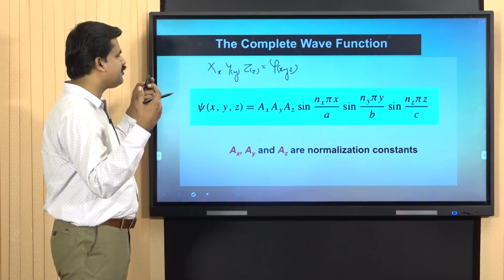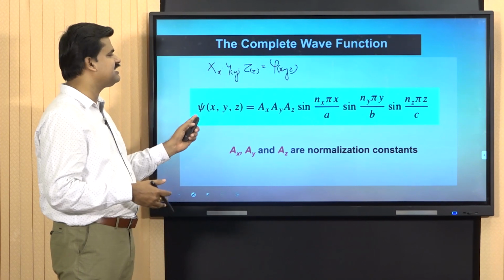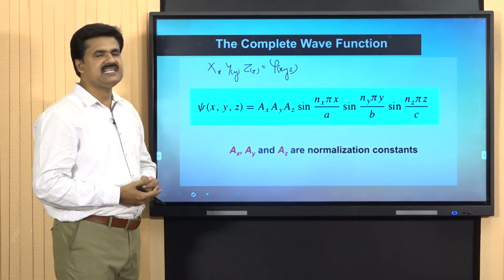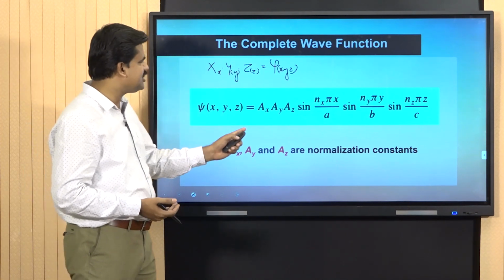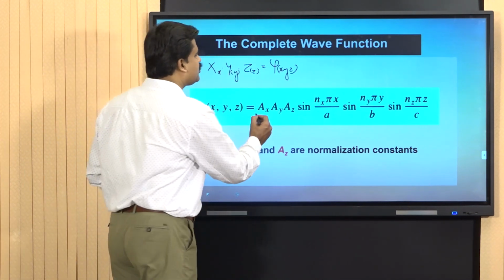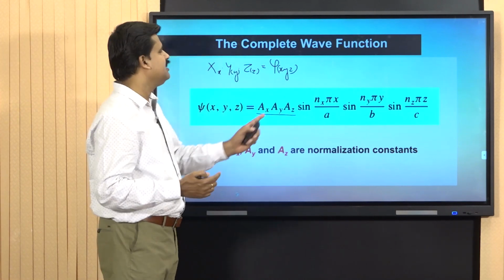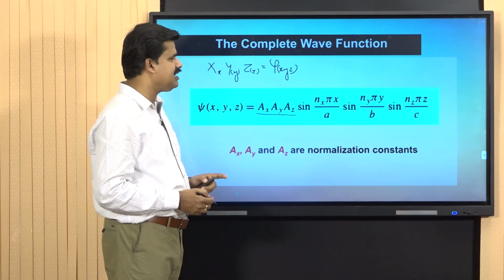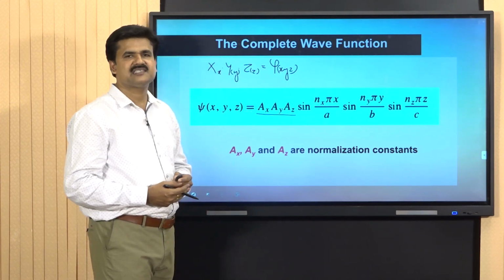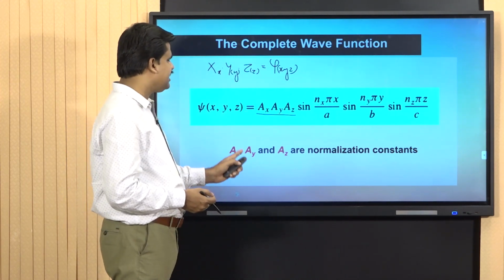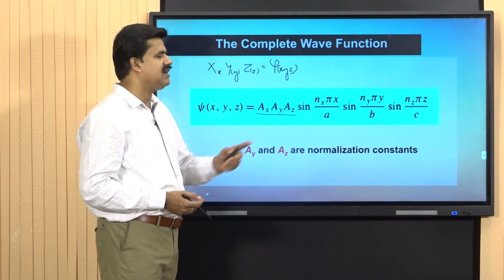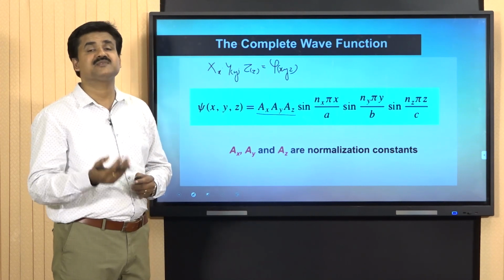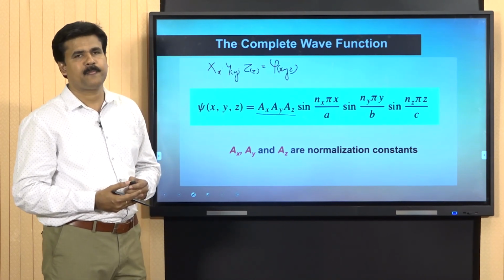Now, putting these three parameters together in a product, we get the total wave function of the system as psi(x, y, z) is equal to Ax into Ay into Az. Here the three normalization constants I put together. Then sin(nx pi x / a), sin(ny pi y / b), and sin(nz pi z / c), and also Ax, Ay and Az are the normalization constants which can be evaluated through the procedure of normalization.